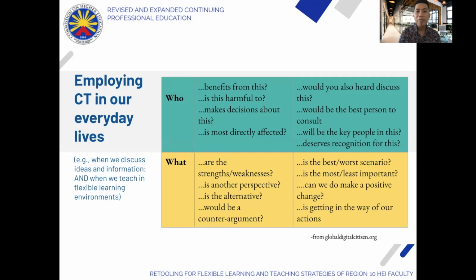All right, so let us now move to employing critical thinking in our everyday practices. And when I say everyday lives, this refers to events when we discuss ideas and information, and when we teach in flexible learning environments. So we have to ask these who, what, where, when, and how questions, right? So for instance, when we ask the who question, we say, who benefits from this? If there is an idea, if there is a proposal, we have to ask this question. Another, who is this harmful to? Who makes decisions about this? And who is most directly affected, right?